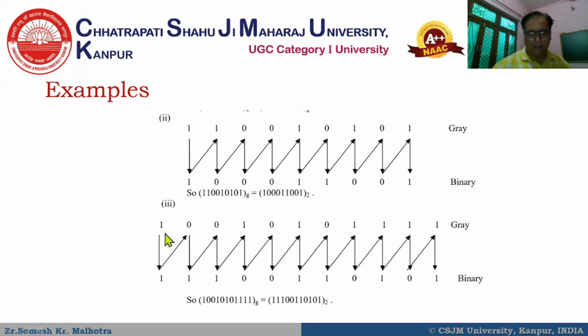Now, the next example, here again I'm taking the MSB down. Now I'm XORing this with the next gray bit. 1 XOR 0 is 1. 1 XOR 0 is 1. 1 XOR 1 is 0. 0 XOR 0 is 0. 0 XOR 1 is 1. 1 XOR 0 is 1. 1 XOR 1 is 0. 0 XOR 1 is 1. 1 XOR 1 is 0. 0 XOR 1 is 1. So in this way, we have got a binary equivalent for the above gray code.